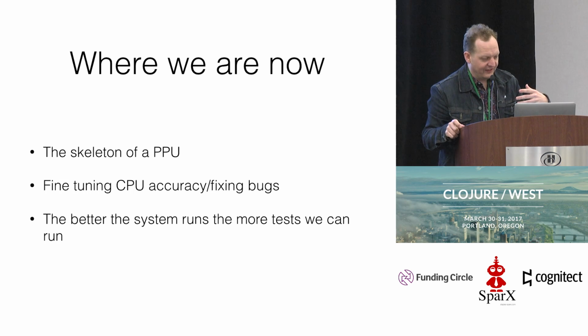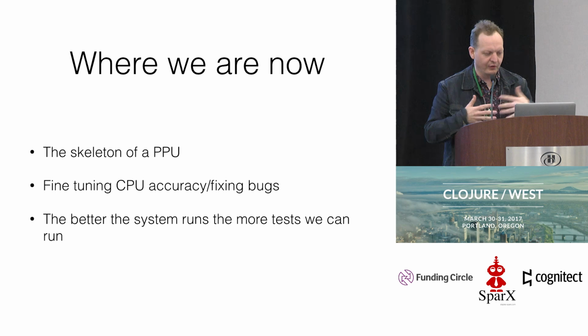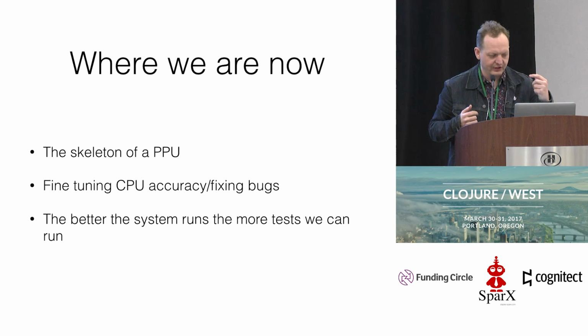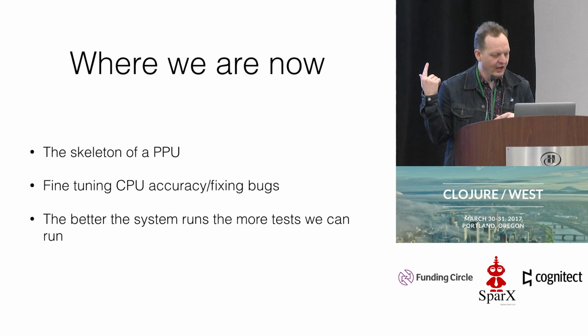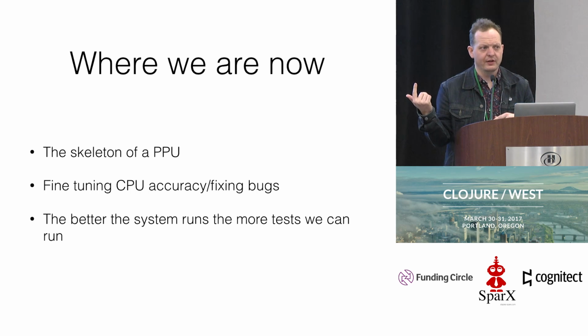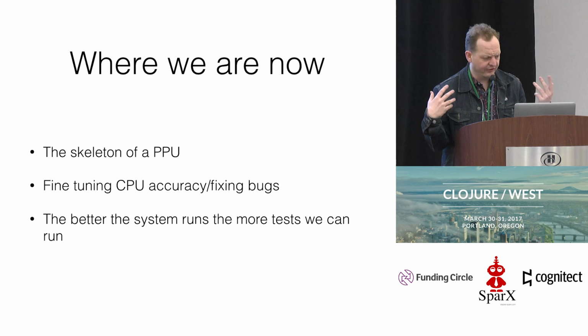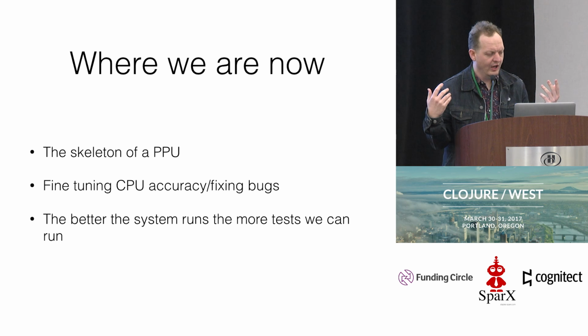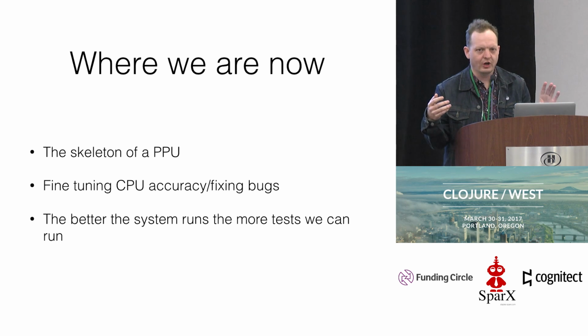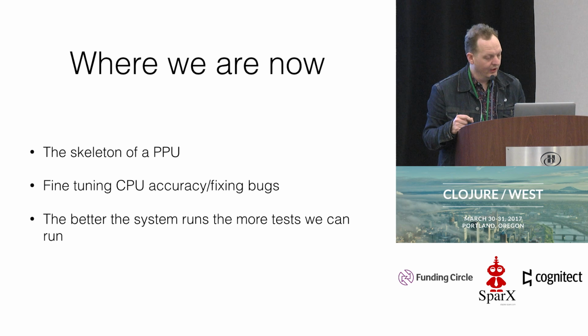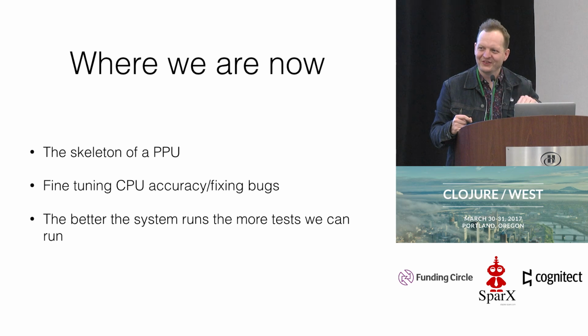So I have the skeleton of a PPU. I'm currently fine-tuning the CPU for accuracy and fixing bugs. On the previously mentioned nestest, I'm about 3,000 out of 8,000 log entries correct. To give a little bit of context for that, there are a lot of emulators that never pass that test. Which is another one of those things that makes this really interesting, right?